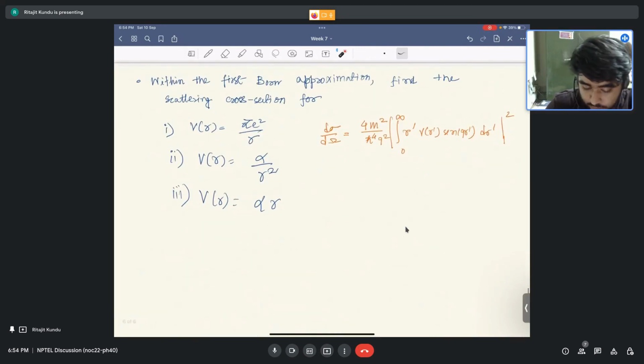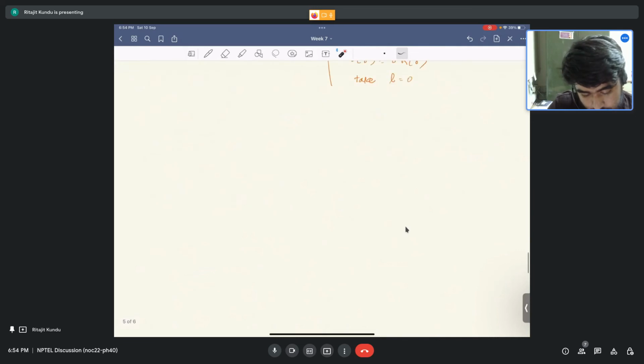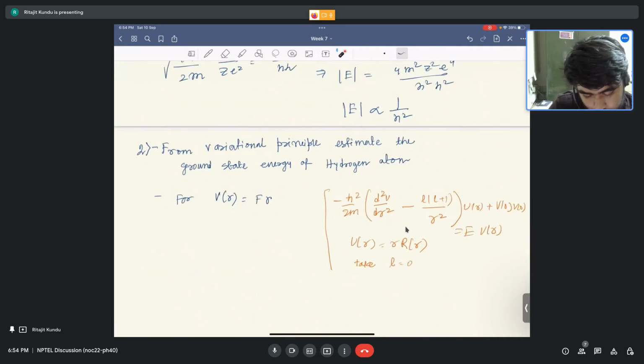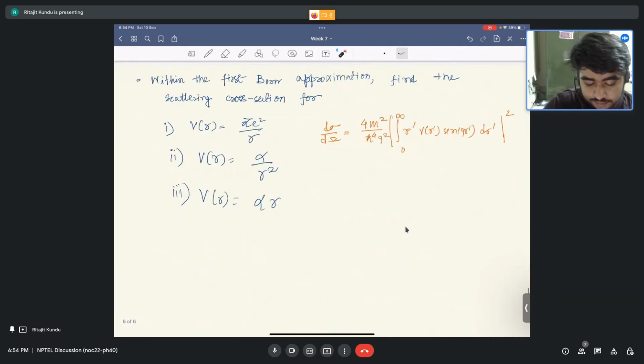Okay, so where are we? Let us look at this part. This is similar to some of the problems in assignment 7. We are looking at scattering cross sections under the first Born approximation, and I have come up with a few examples of what the potential can be.